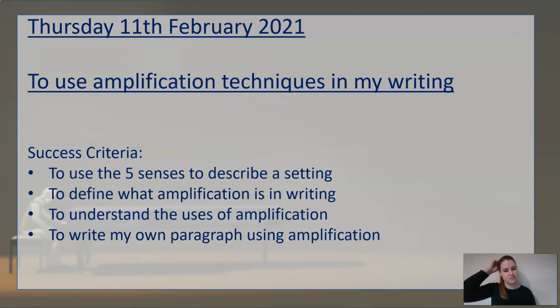So we're going to look at the 5 senses to describe a setting. We're going to link this to a specific part of our video today. Then we're going to have a go at defining what amplification is and how it's used in writing, so that we can understand how to use it, how best to use it, and why we use it. And then once we've had a go at looking at the different forms of amplification, you're going to have a go at writing your own paragraph using the skills you learned today.